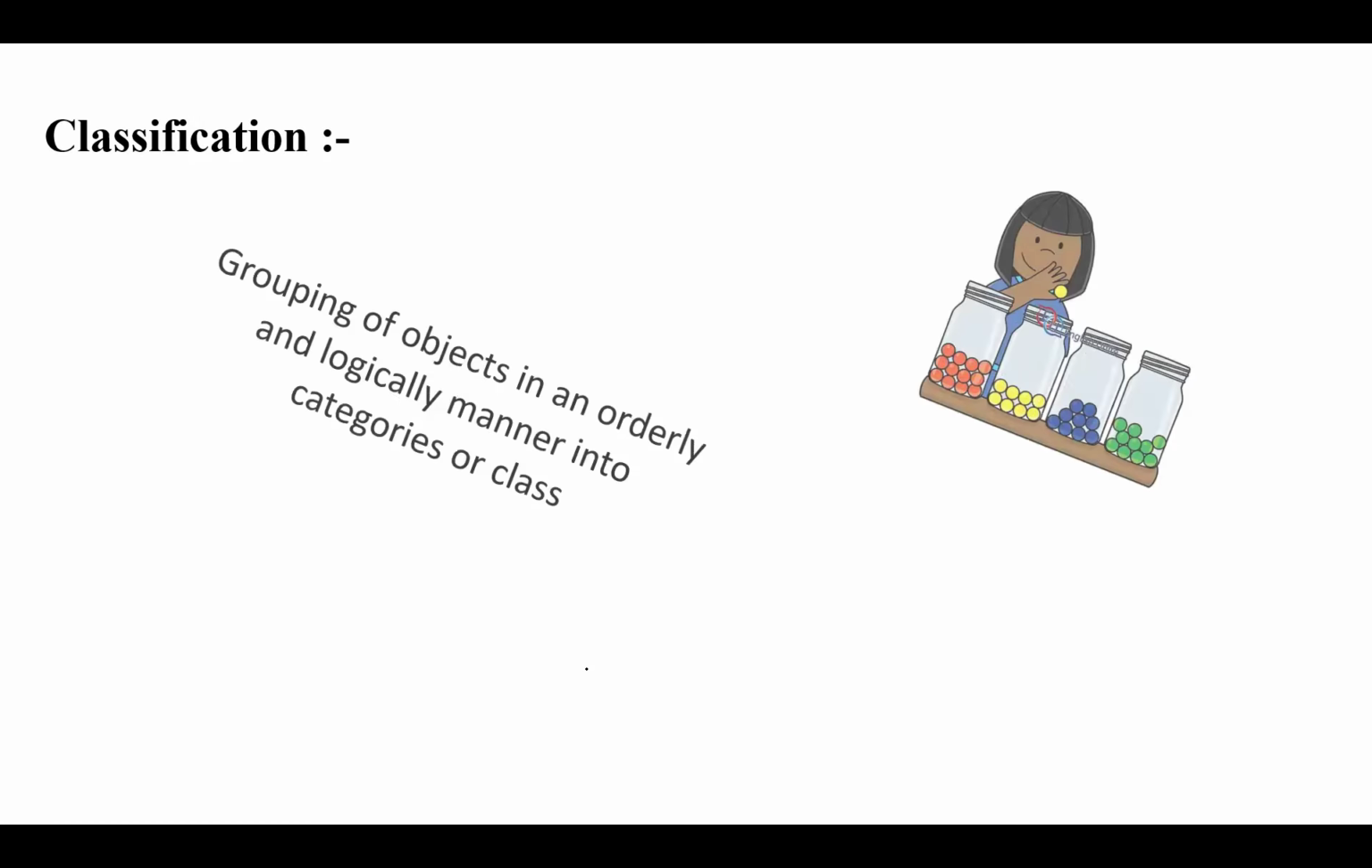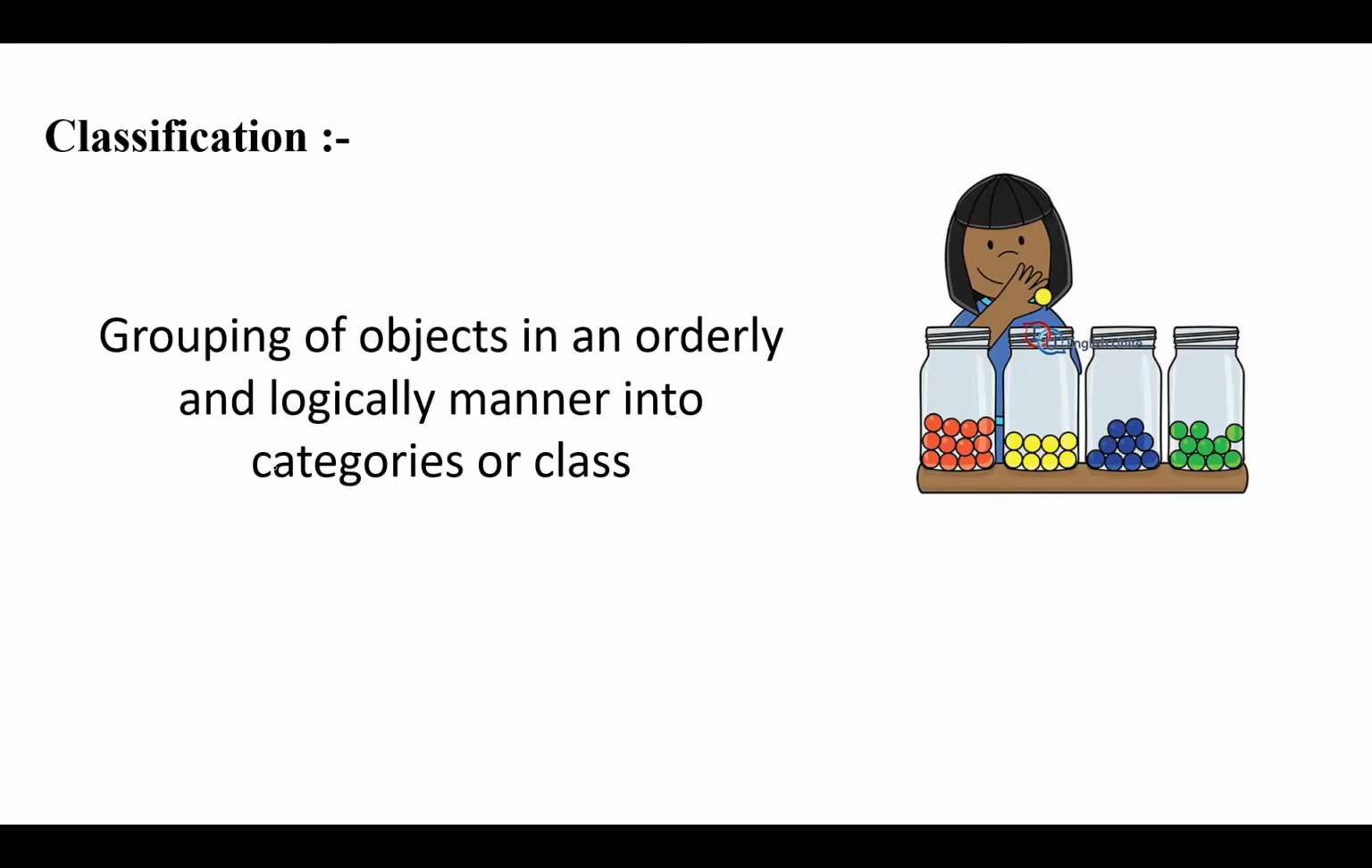So very first we will see what classification is, a simple definition of classification. It's a grouping of objects in an orderly and logical manner into different categories or classes. It is just logically arranging any particular objects, say for example plants or animals, human beings, or the population of a country or a continent. So it is logically categorizing into categories or classes, just like in this image. See, different colored balls are logically arranged in different jars, in a category or in different classes.